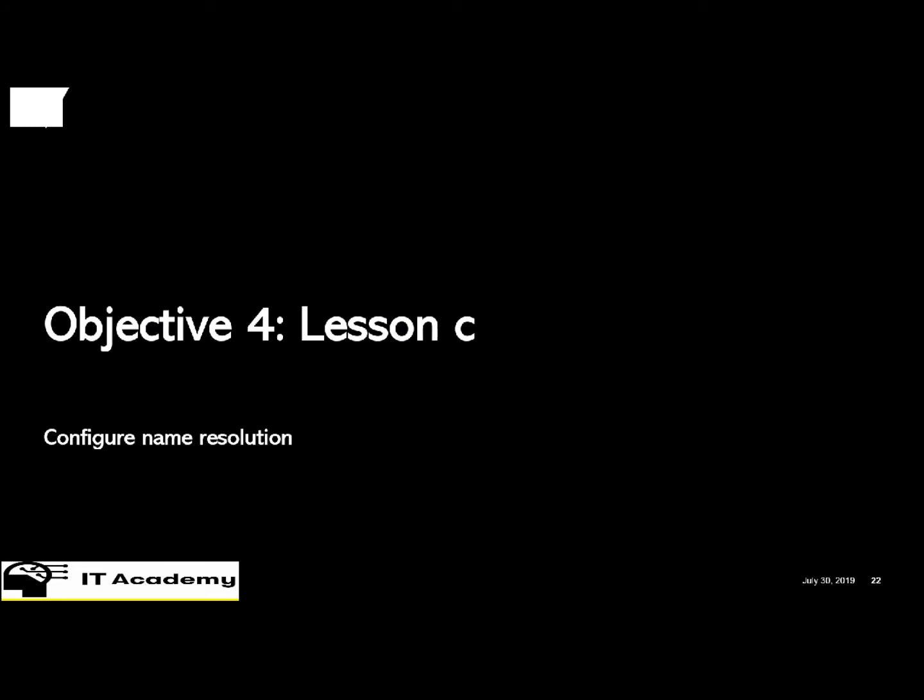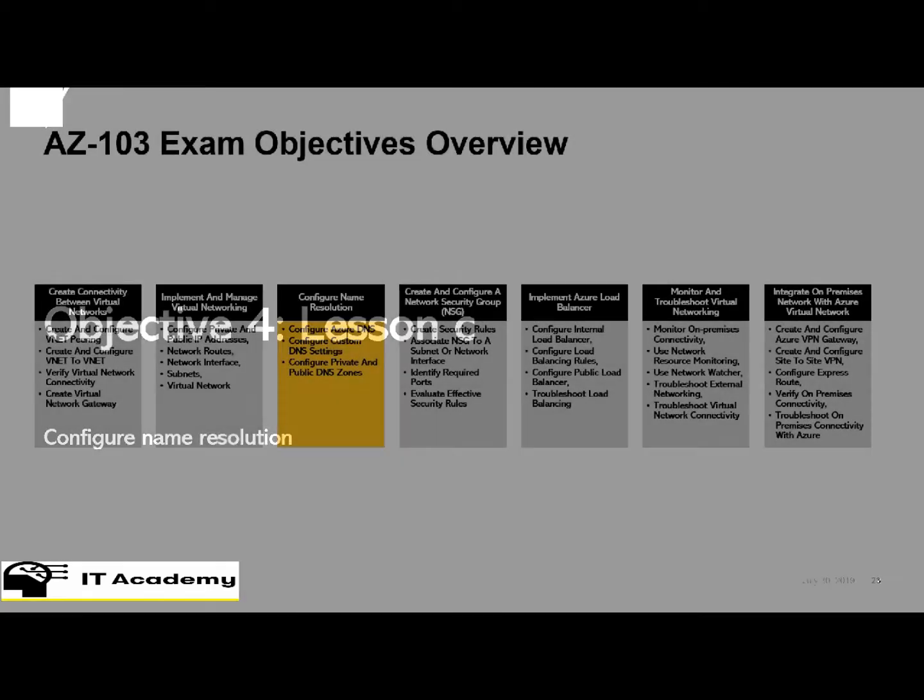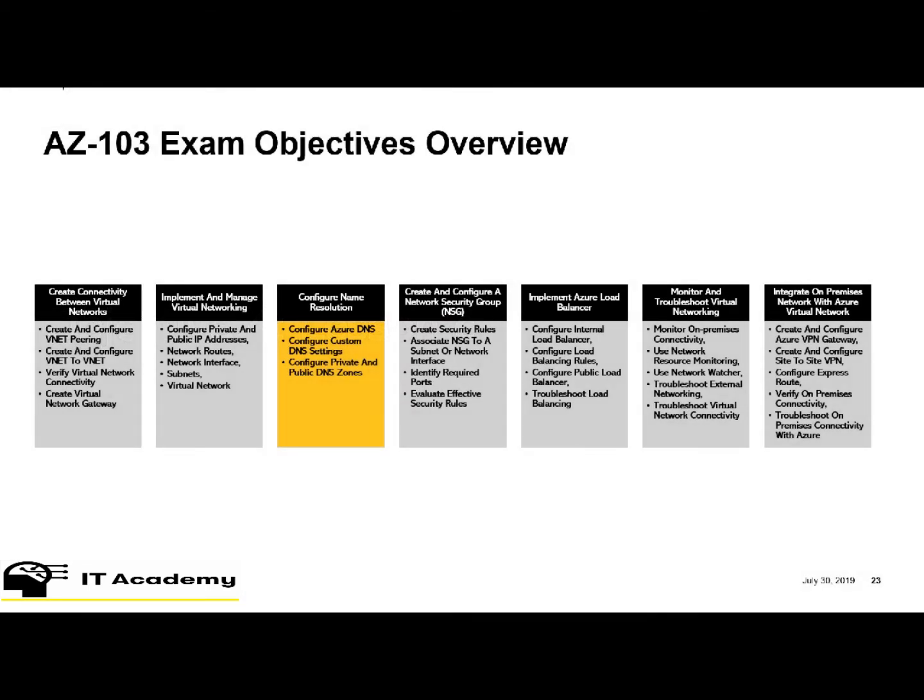In Lesson C of Objective 4, we're going to learn how to exploit Azure Public and Azure Private DNS name resolution. AZ-103 is going to throw some questions at us about Azure DNS and how we use it to configure name resolution. We need to be able to configure Azure DNS, to be able to configure custom DNS settings, and to be able to configure both private and public DNS zones in Azure DNS.